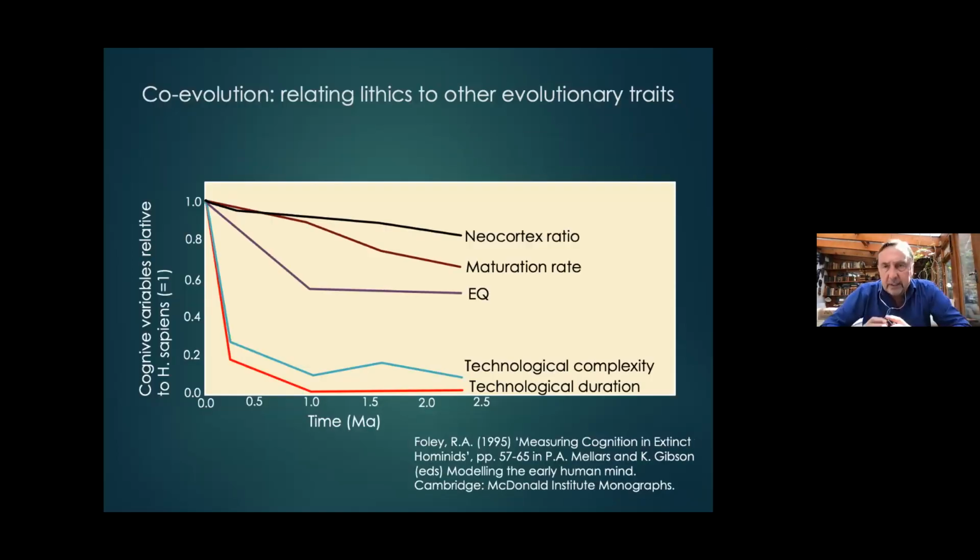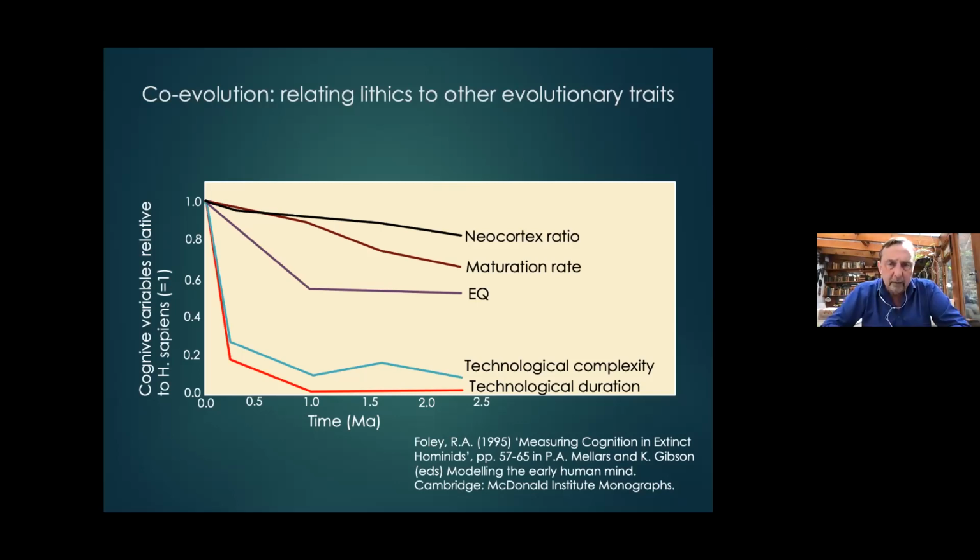So if we move to the second of the things I was going to talk about, we've looked at the relationship to taxic diversity. And the other thing we can do from a biological point of view is say, what is the relationship between different elements that might reflect cognition in our evolution? And this is a paper I published many, many years ago. So again, it's very out of date, but it could be updated, I think, relatively simply.